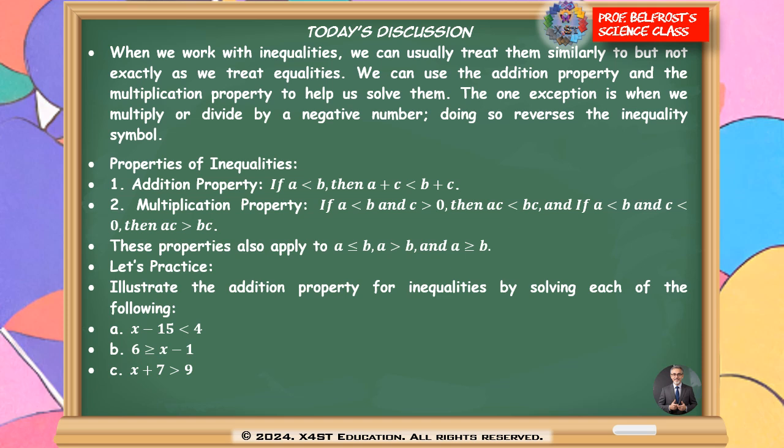When we work with inequalities, we can usually treat them similarly to, but not exactly as, we treat equalities. There are some properties of inequalities. You can see there are two properties, addition and multiplication. Addition is quite easy, but multiplication and division will sometimes be a little confusing when we are multiplying or dividing by a negative number, because we need to reverse the inequality symbol. Let's illustrate the concept by investigating the example below. We have three problems to be solved. Let's see.